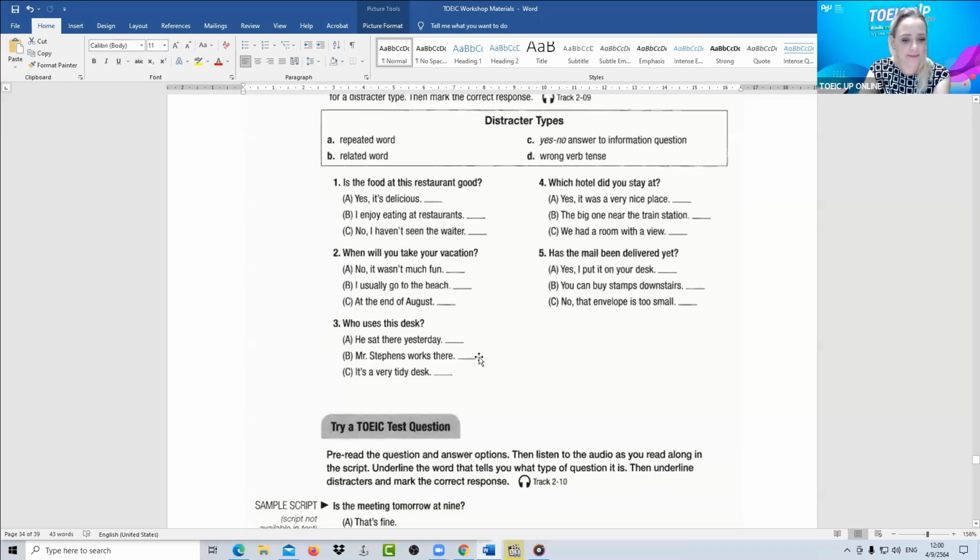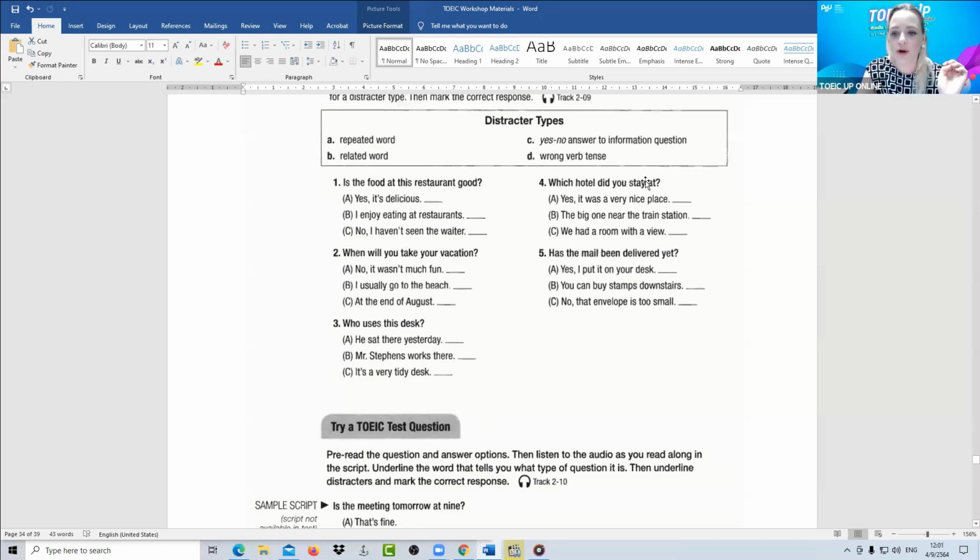B, Mr. Stevens works here. Does it answer who uses this desk? B is the answer. Correct. Who? Mr. Stevens. Who uses this desk? Mr. Stevens works there. He works there at the desk. Mr. Stevens works at the desk. Okay. And see, it's a very tidy desk. The distractor is a repeated word. Desk, desk. Okay. So you see the pattern here. Usually when the word is mentioned in the question and the answer, it is wrong. Sometimes it can be right, but most of the time it's a distractor.